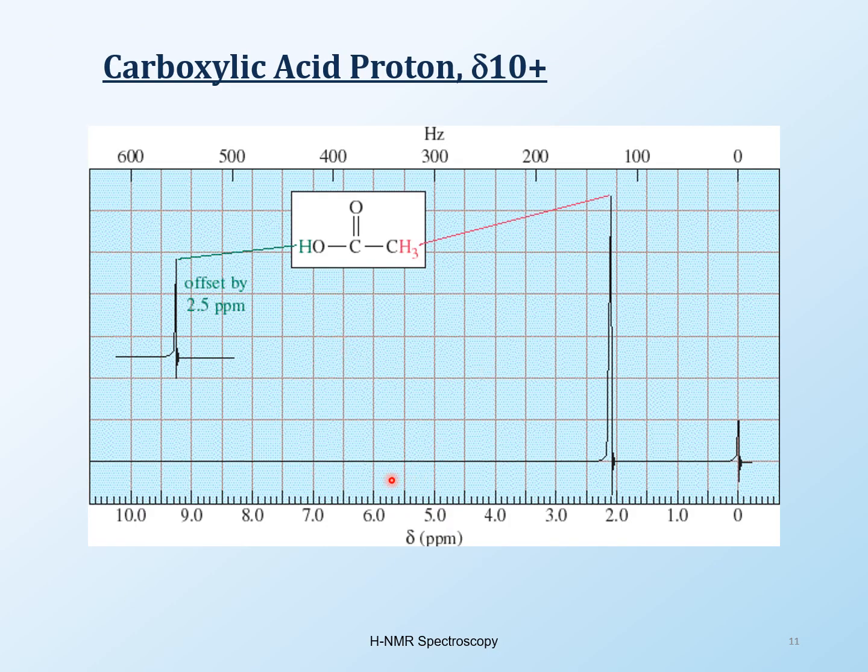Here's an example of a carboxylic acid proton. You can see that it is offset, meaning it's off the charts, because the scale goes up to 10 over here, from 0 to 10. For acetic acid, this CH3, which is connected to the carbonyl, is coming at 2 ppm. It's not in the range for normal alkanes. And the proton for the acid is coming at about 12.5. It says offset by 2.5 ppm, meaning 10 plus 2.5.